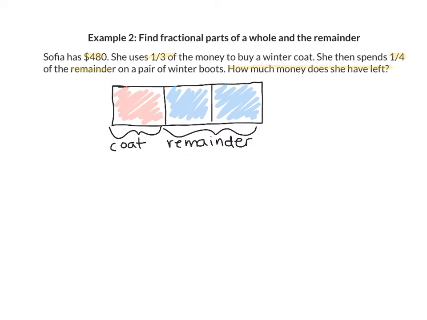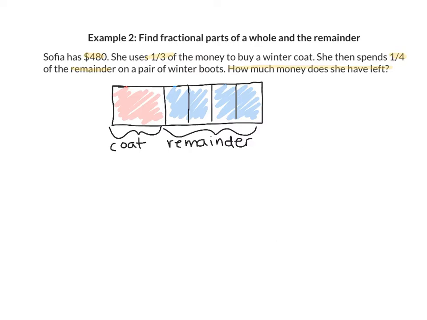Since she spent 1/4 of the remainder on a pair of winter boots, we need to split our remainder part into 4 equal pieces. So each unit is going to be split into 2 pieces so that we have 1, 2, 3, 4 units.